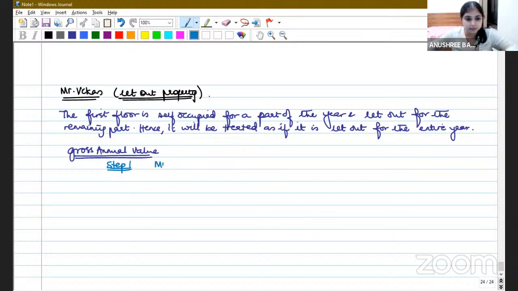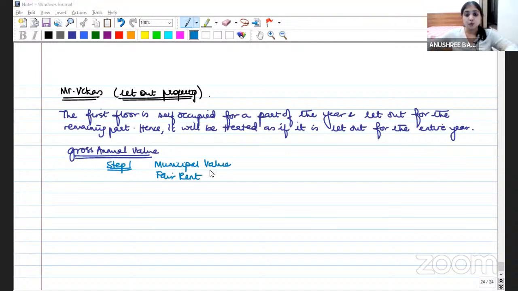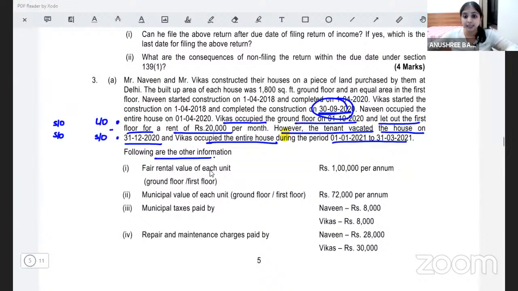Step 1 is municipal value or fair rent, whichever is higher. Now, when did the house get completed? Only on 30th September 2020, which means the house as such existed only from 1st October 2020 onwards, only for 6 months. So all our calculations will be for 6 months because the house as such is existing only for 6 months. So what is the municipal value?